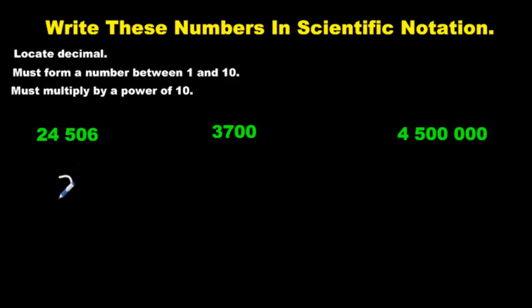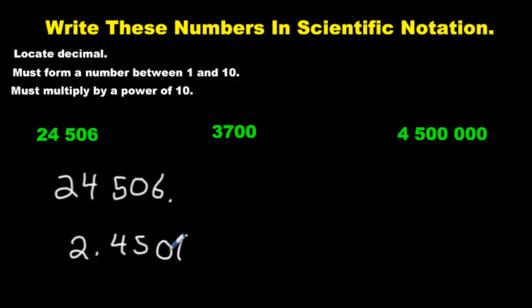I'm going to rewrite this number. Step 1, locate the decimal. Step 2, must form a number between 1 and 10. What does that mean? It just means put the decimal between these two numbers, because then you get 2.4. And guess what? 2.4 is between 1 and 10. So 2.4506, basically it's almost 2.5.